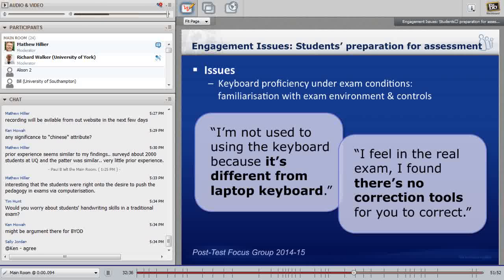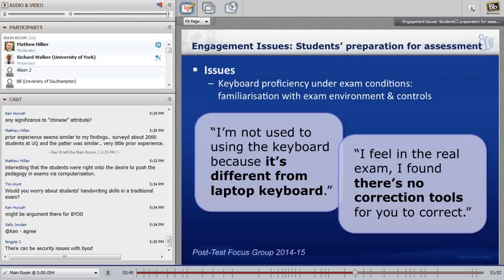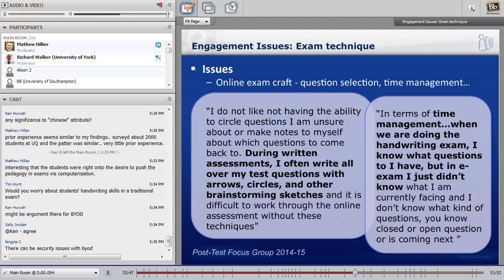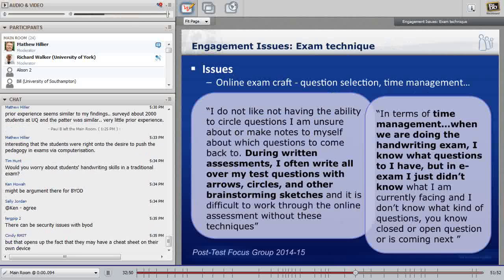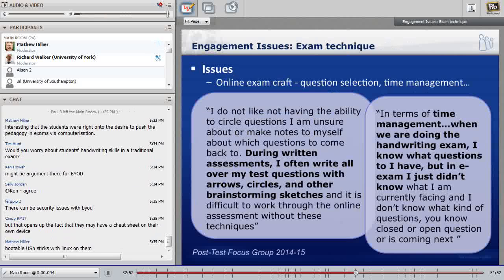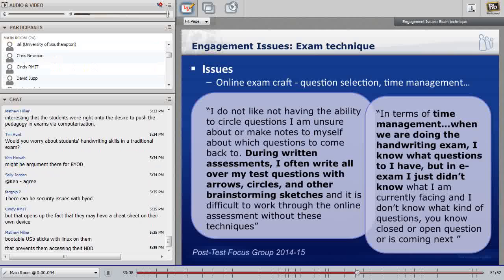The other issue that we encountered in terms of preparation was about online examination technique. So what we found was that students very much appreciated the formative experience that we gave them. They actually sat down and did a formative midterm exam under approximately the same conditions as the final examination. So it was in silent conditions, it was timed, they had an hour compared to 2 hours for the final examination, and it was fully with the same software.